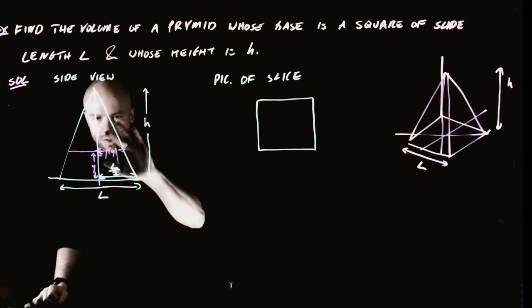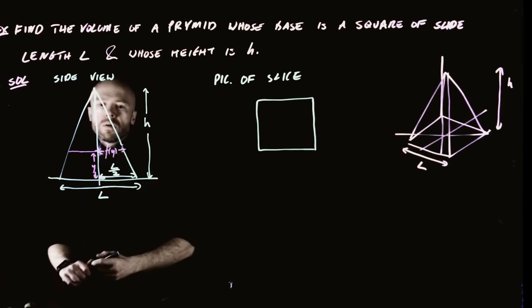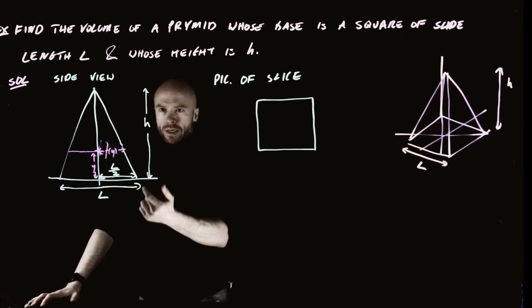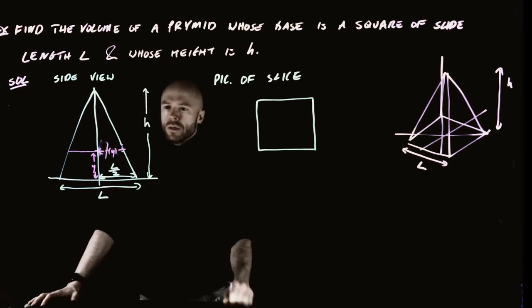Yeah? And then what will that be like? Well, that will be a function where as y gets towards h, it goes down to 0, and as y goes towards 0, it gets towards L over 2.